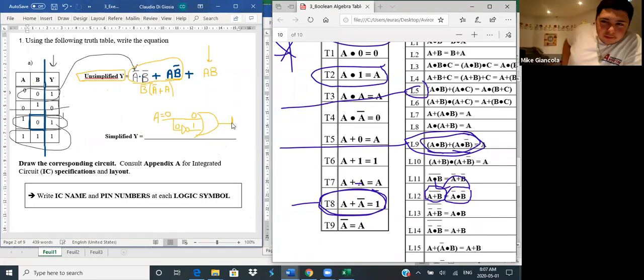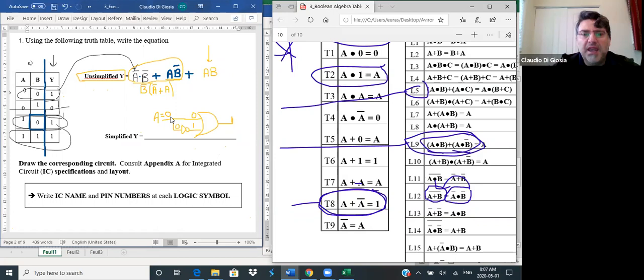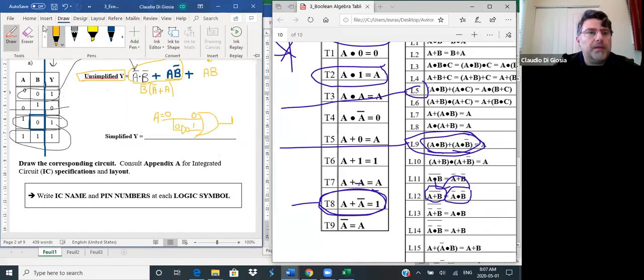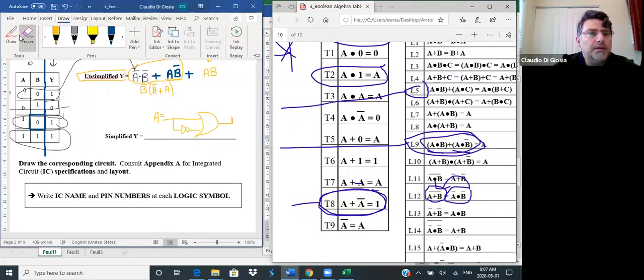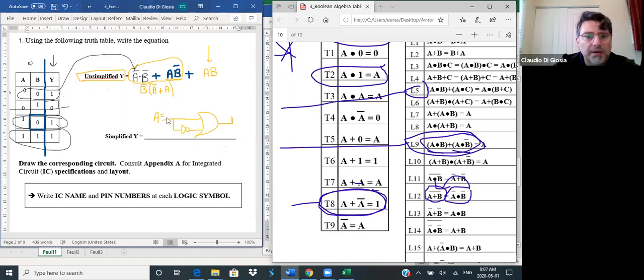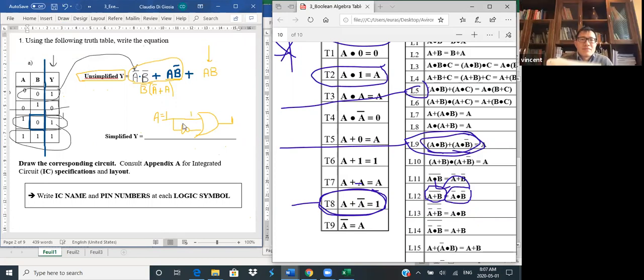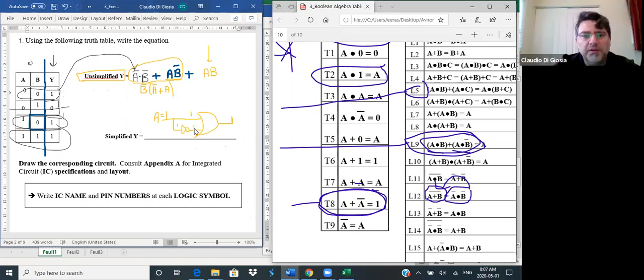If A is a 1, let me get rid of this, this, this, and this. So if A was a 1, this one here is a 1, this one here is a 1, and this one would be a 0, but I still have a 1 and a 0. It's an OR gate. The output is a 1, so I can replace this with a 1.